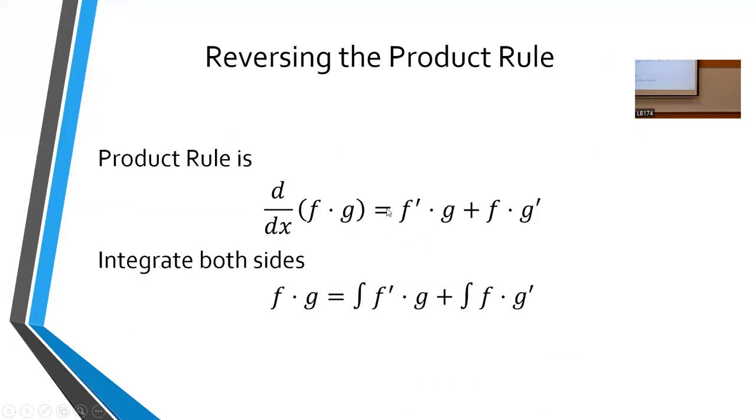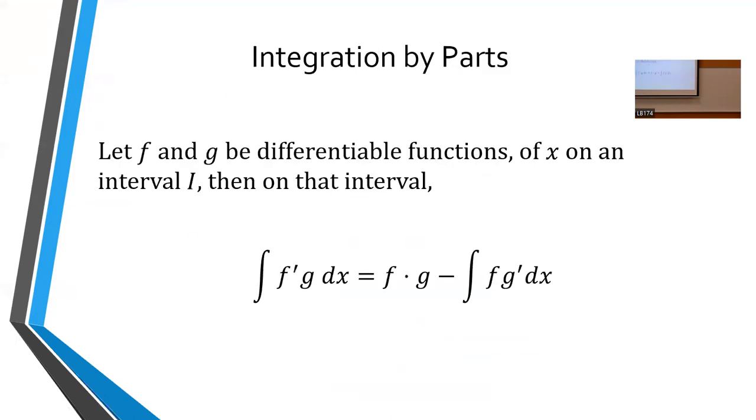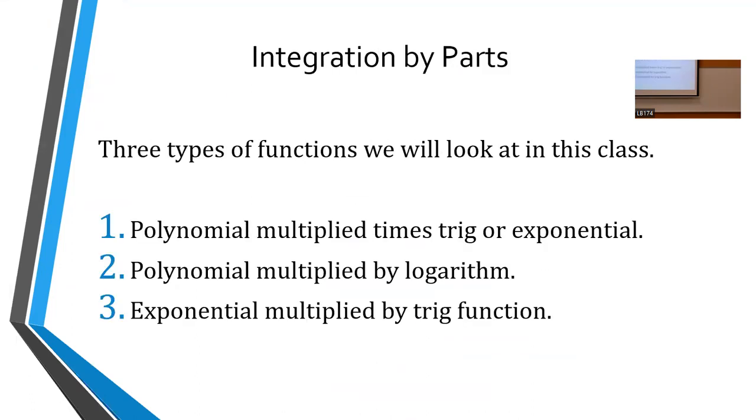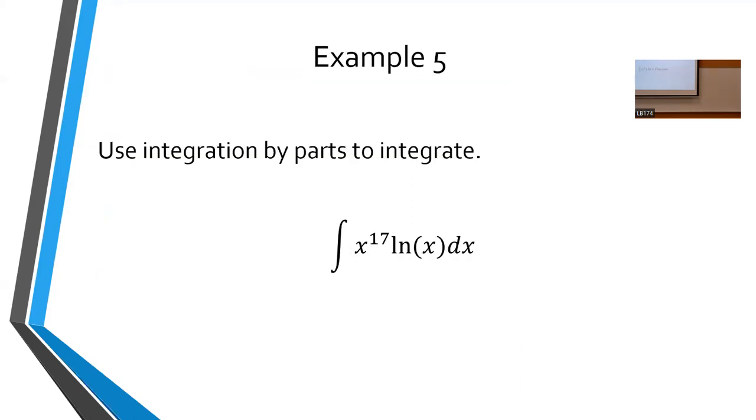So last time we had reversed the product rule, integrated by parts. We looked at polynomial multiplied by a trig, or polynomial times exponential, and then a polynomial multiplied by a logarithm. We used natural log every time we did that, but you could use log base whatever if you want. And then the last one, we did one example of the exponential multiplied by a trig function. So we're gonna do one more example of that.